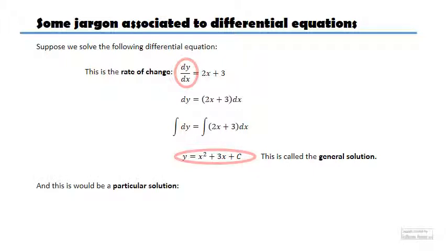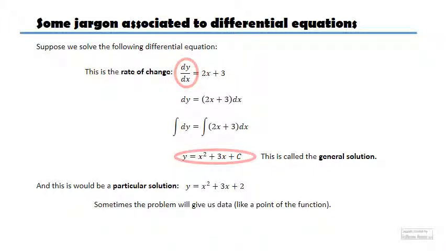Now, it might be the case that they give me a given point, and hence I can already calculate the value of c. This would be a particular solution of the differential equation, a given value of c. So sometimes they'll give you a point, and that's how you figure out the c.